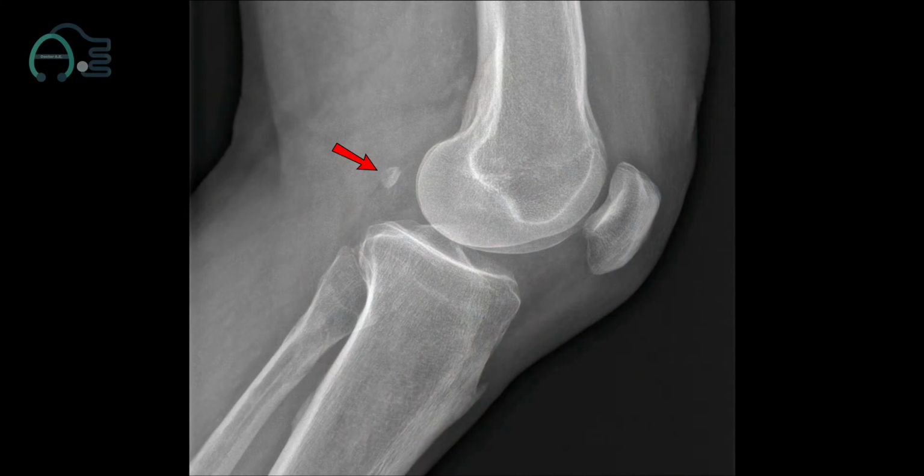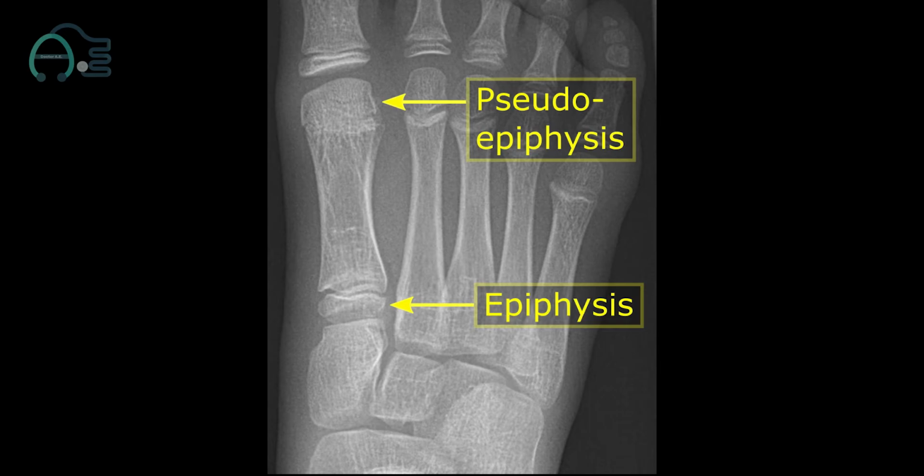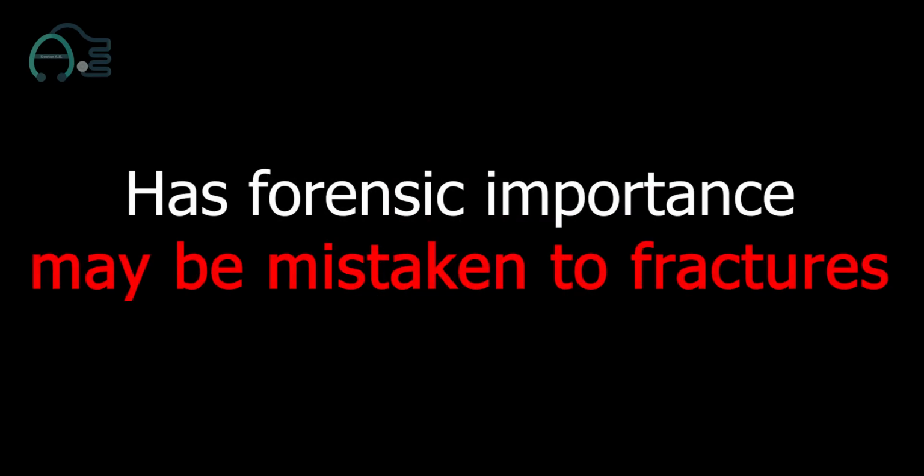Accessory bones, also called supernumerary, are not regularly present. They occur chiefly in the hands and feet. They include some sesamoid bones and certain ununited epiphyses in the adult. They are of forensic importance, as when seen in radiograms, they may be mistaken for fractures.